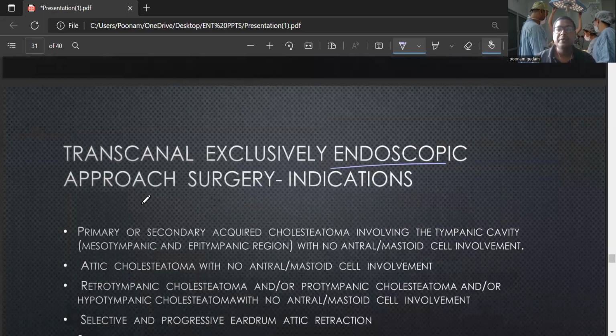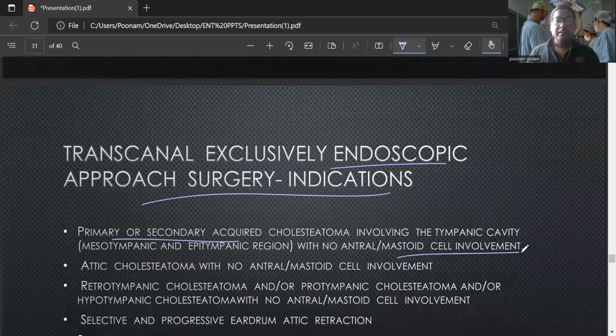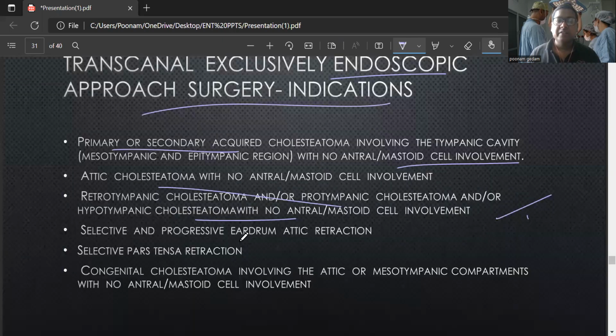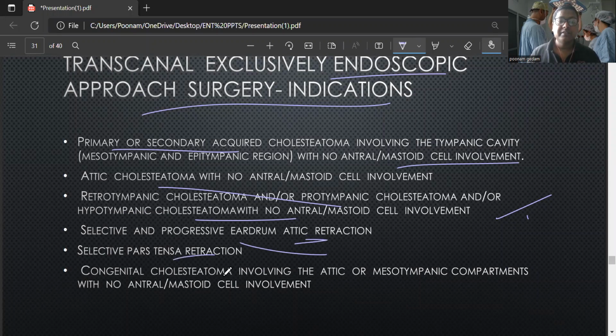Transcanal exclusive endoscopic approach surgery. Indications: primary or secondary acquired cholesteatoma involving the tympanic cavity, mesotympanum and epitympanum regions with no antral mastoid cell involvement. Attic cholesteatoma with no antral mastoid cell involvement. Retrotympanic or hypotympanic cholesteatoma, no antral mastoid cell involvement. Selective and progressive eardrum attic retractions. Selective pars tensa retractions. Congenital cholesteatoma involving the attic or mesotympanic compartment with no antral mastoid cell involvement.